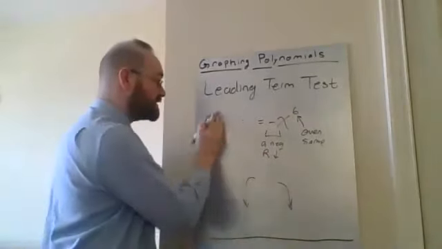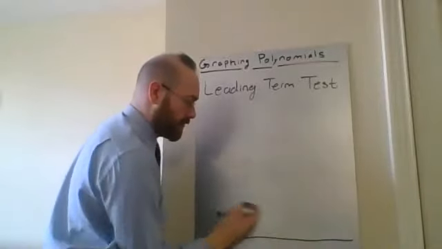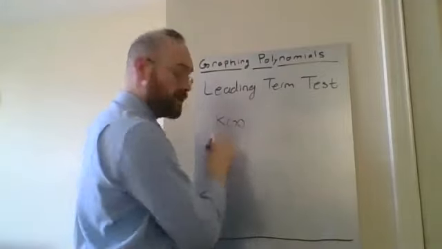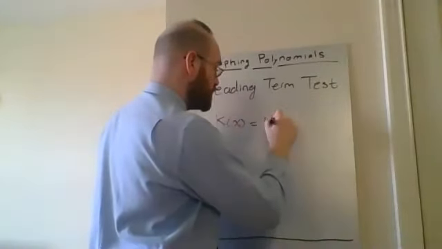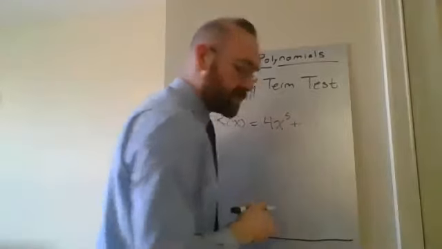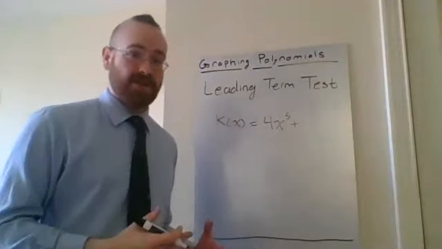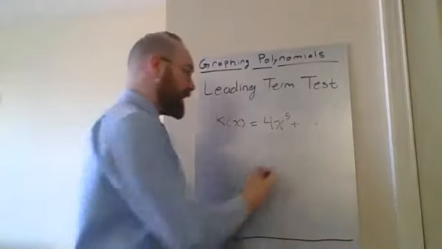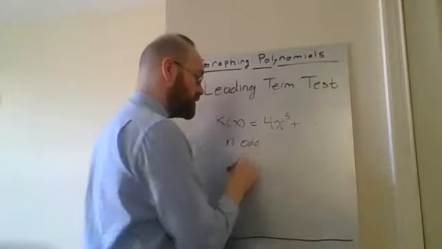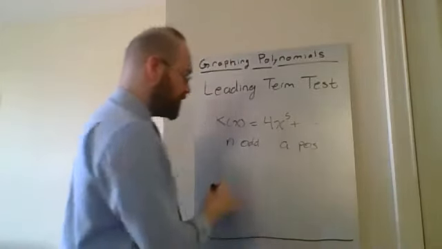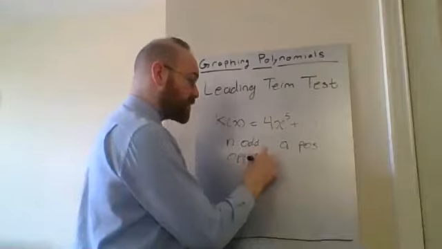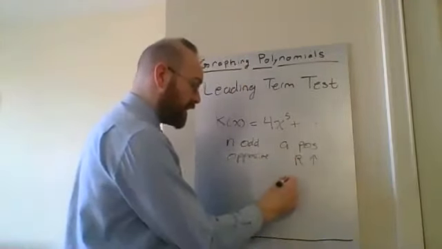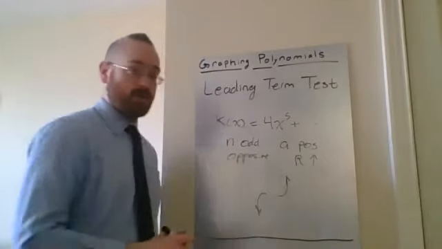For our very last example, let me see, k of x is 4 times x to the 5th power plus a bunch of other stuff we don't care about because it's the leading term test. Only that first part matters. So again, pause the video. And now that you're back, n is odd, a is positive. So odd means our two sides are going to go in opposite directions. A positive says the right side is going to go up. So the right side goes up, the opposite direction would be the left side goes down.